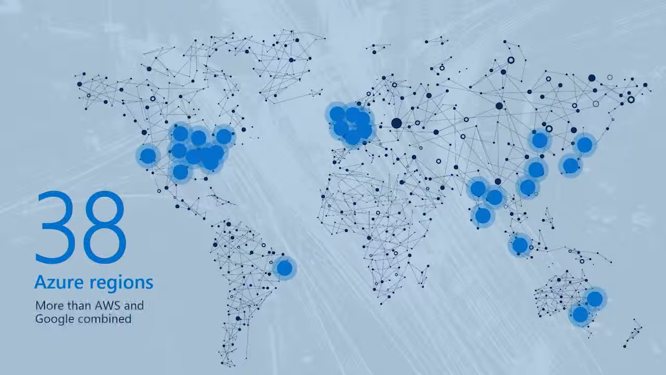I want to start with this picture. As you can see, Azure platform today has 38 different regions in the world. It's more than AWS and Google combined. It's a tremendously distributed, available footprint of capacity.